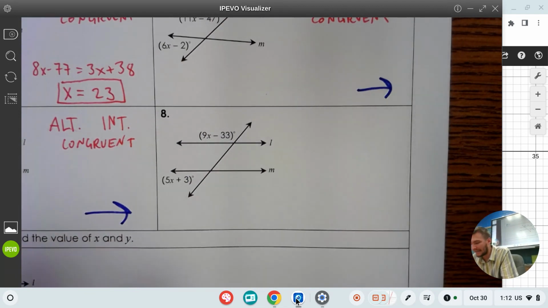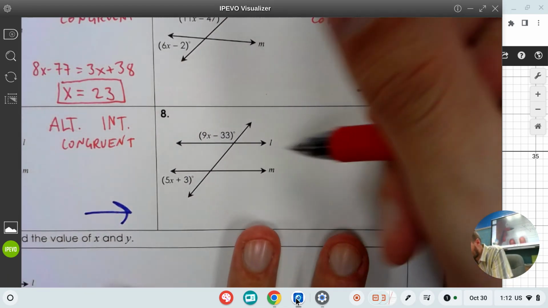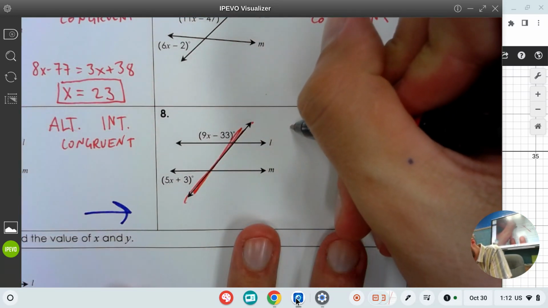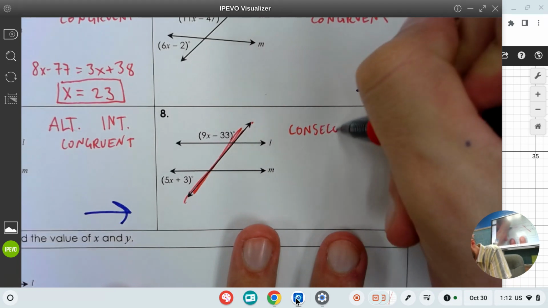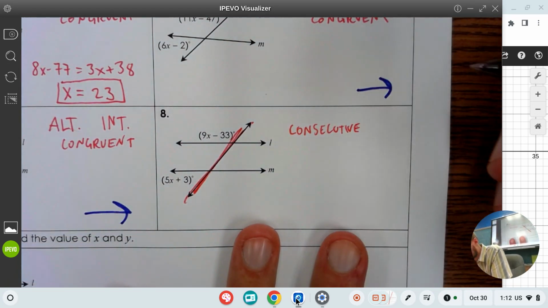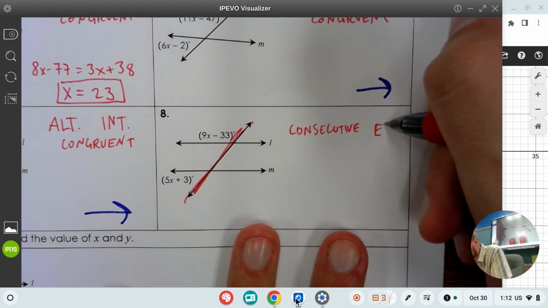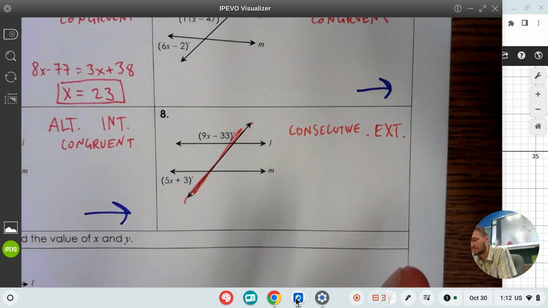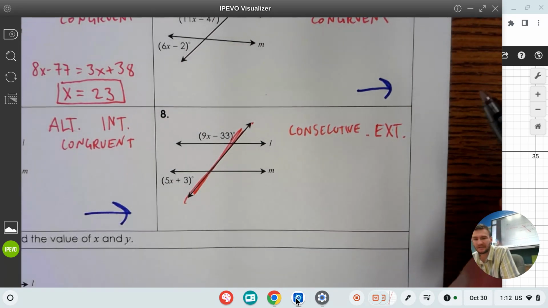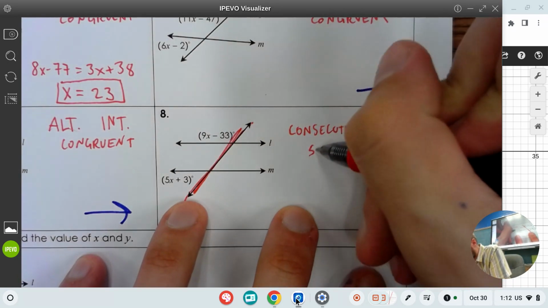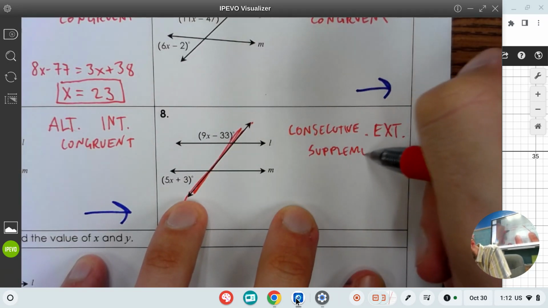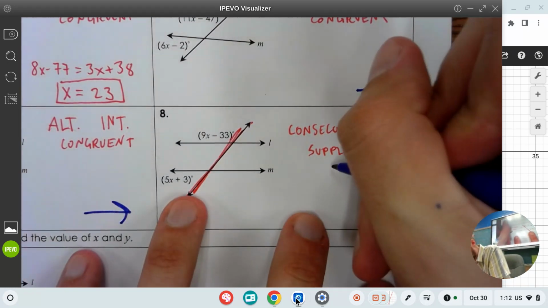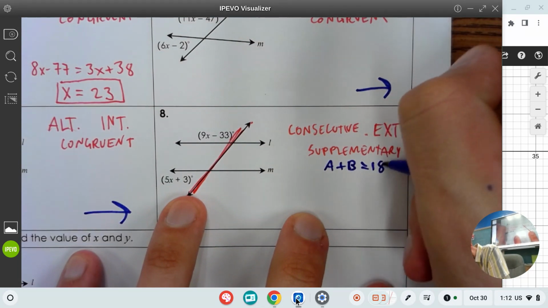8. What do you think about 8? These are looking same side. I'll use the word consecutive. Interiors or exteriors? Consecutive sounds more formal. Exterior. Consecutive, exterior. Basically, alternate means congruent. Consecutive means supplementary. So we're going to go with supplementary. That means we're actually going to do this one. We're making some great time. Remember, that means A plus B equals 180.